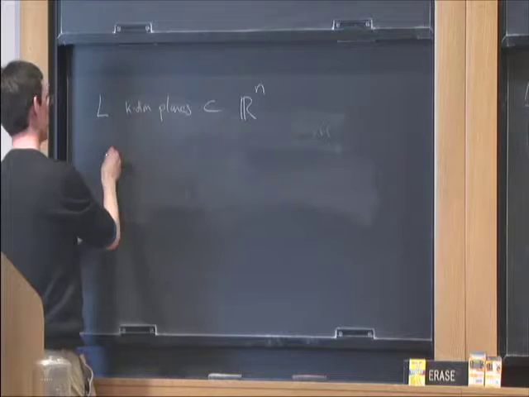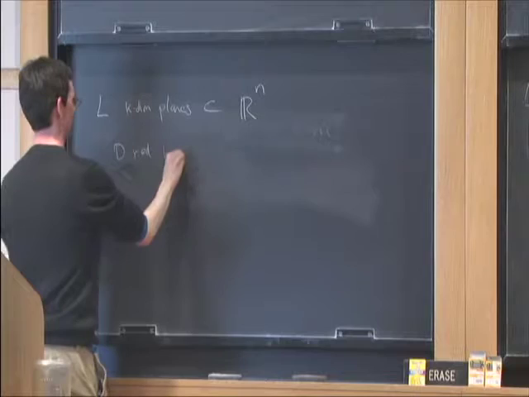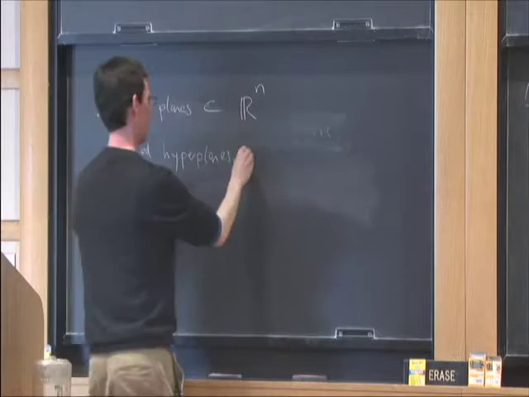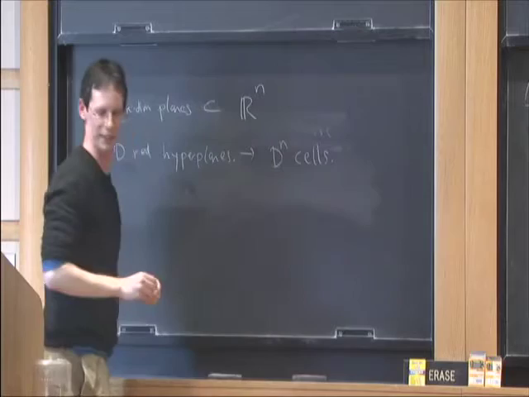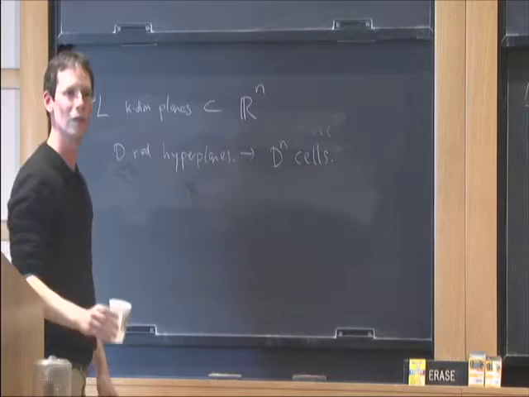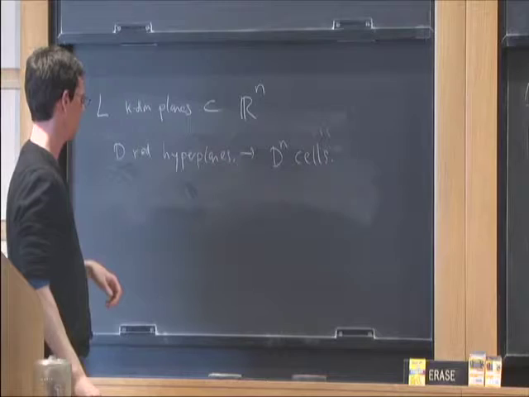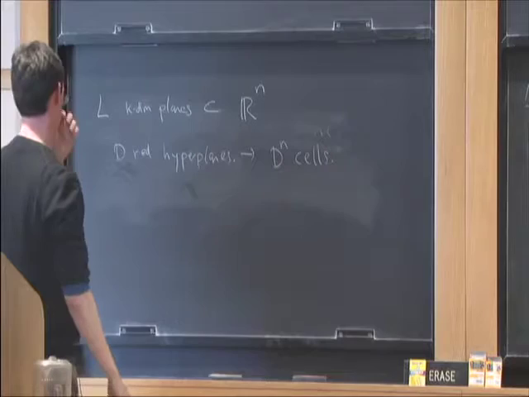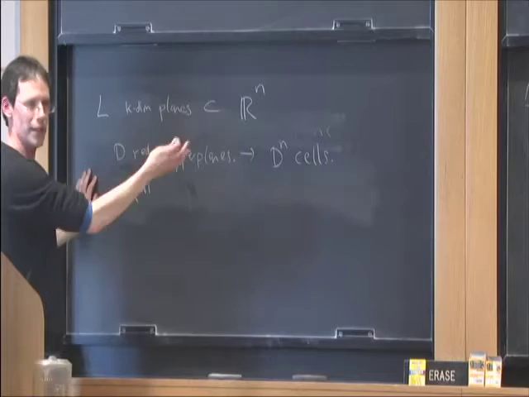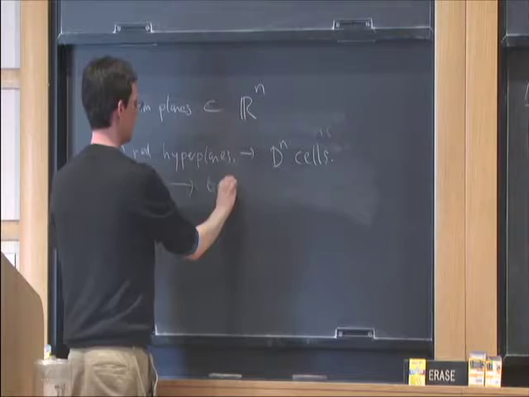So instead of d red lines, we would have d red hyperplanes. And that would cut space into about d to the n cells. And then we could ask whether we have equidistribution. We could easily write down what it would mean for things to be evenly distributed. And if we had equidistribution, we would get some interesting bounds out of it. And then we would need to think whether we really can evenly distribute things.